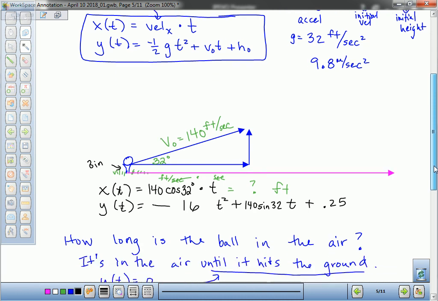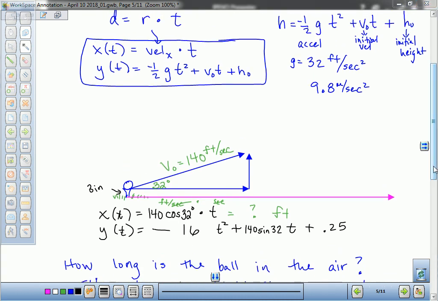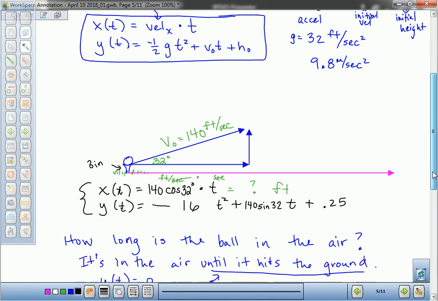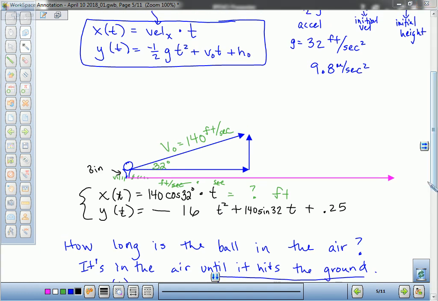Alright, so now what are some questions we could answer? One question we could answer from this problem is how long is the ball in the air? The ball is in the air until it hits the ground on the other side. When I said that in second period, Hunter Chu said, I could see myself writing that as an answer. And I was like, yes, I could see that too.